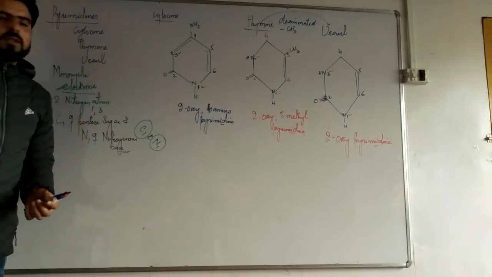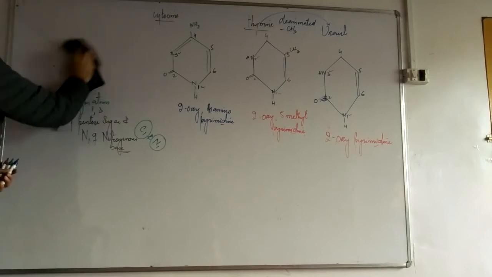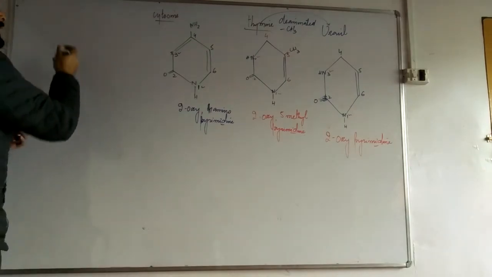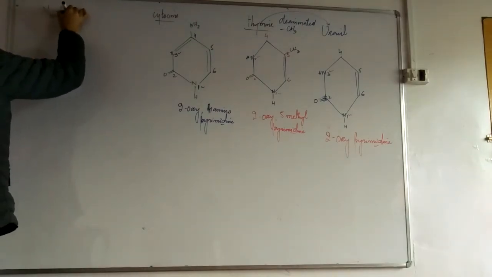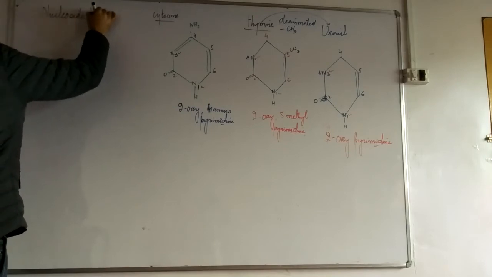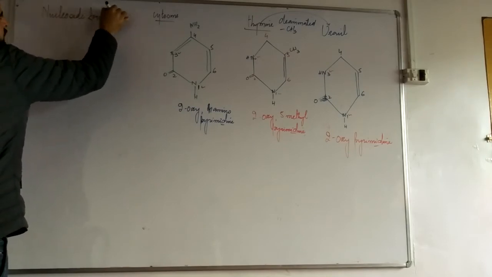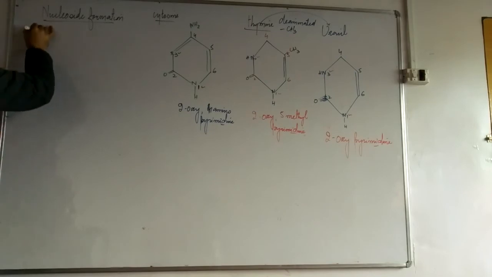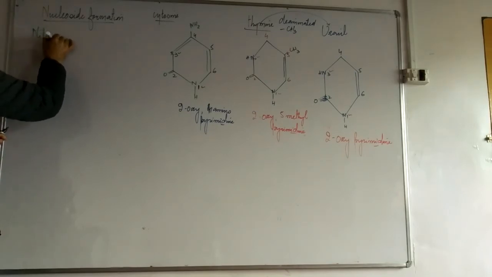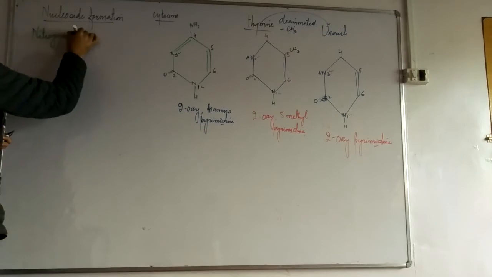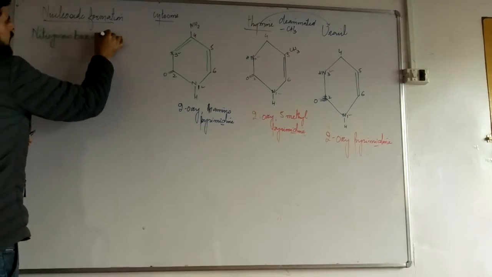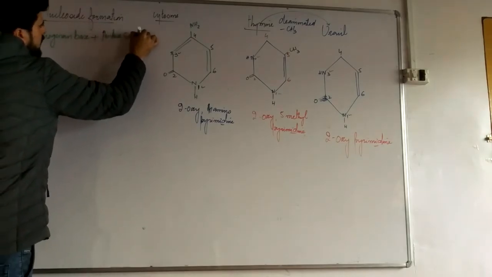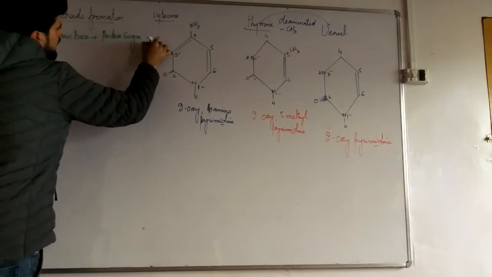Let's take in detail the nucleoside formation. We will see all the purines as well as the pyrimidines. So we will take the next topic here, the most important one, that is nucleoside formation. Nucleoside formation occurs when the nitrogenous base, it may be purine as well as pyrimidine, is combined with a pentose sugar, the pentose sugar may be ribose sugar or deoxyribose sugar, then it forms a nucleoside.